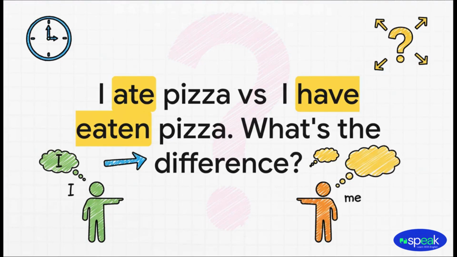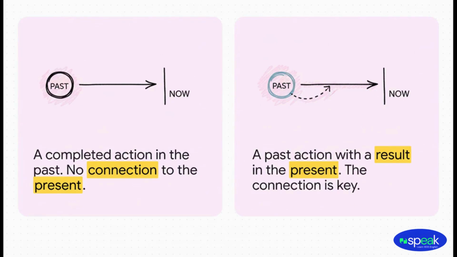I ate pizza versus I have eaten pizza. I mean, they both sound fine, right? They both describe a past action. So what is the real difference in meaning here? The entire secret is right here.